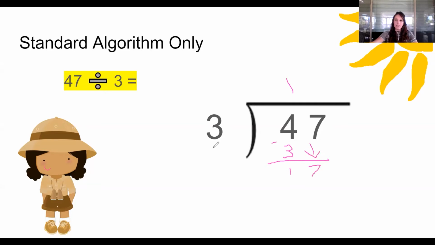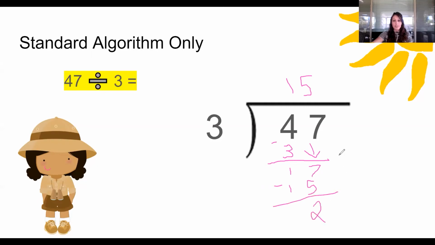Now, how many times does 3 go into 17? Let's try counting on our fingers. So we have 3, 6, 9, 12, 15, 18. Uh-oh, that's past 17, so we can't count that number 6, right? So we can say that 3 goes into 17 approximately 5 times. So we're going to write 5 here. What's 5 times 3? 15. So we're going to do 17 minus 15, which equals 2.